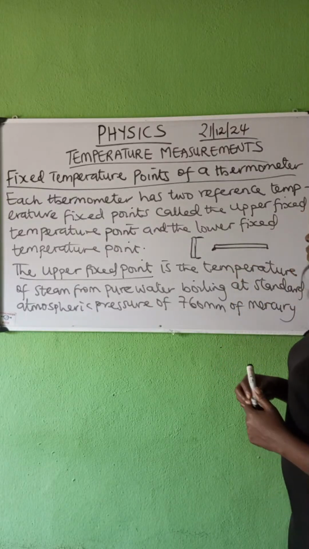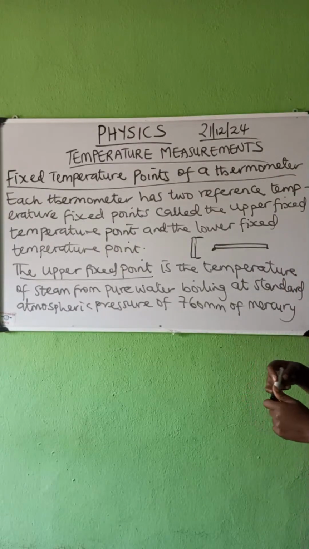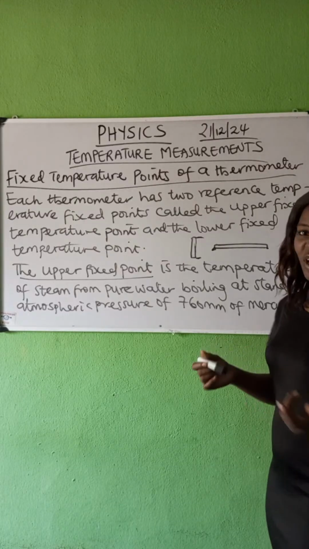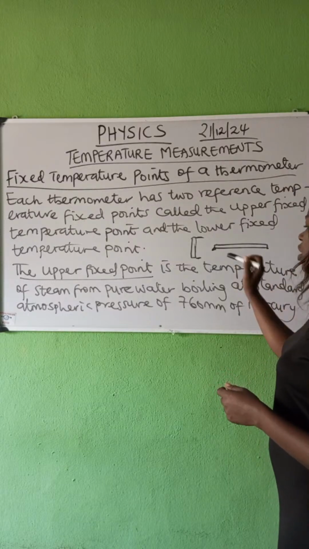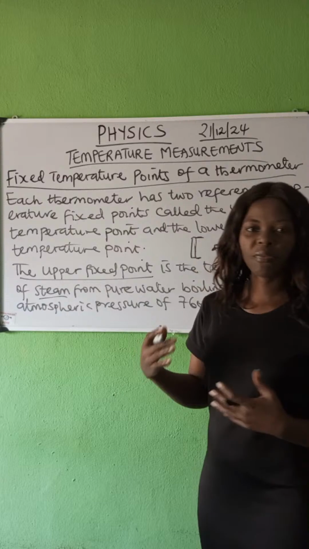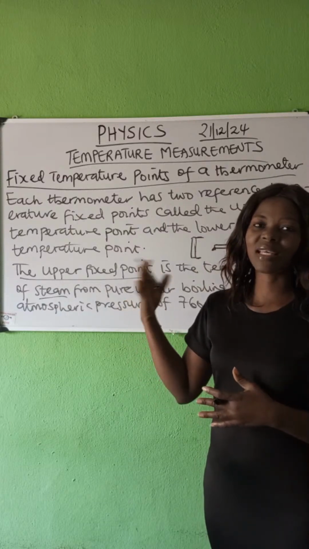All right, the upper fixed point is the temperature of steam from pure water boiling at standard atmospheric pressure of 760 millimeters of mercury. Now, what is it trying to say? That the upper fixed point is the temperature of what? Steam. So what do you mean by steam? Before water will boil and get up to steam, steam means it evaporates.